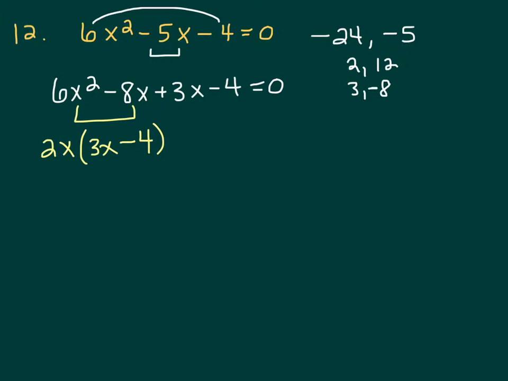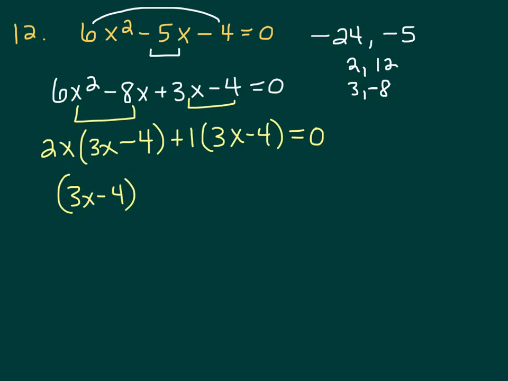Over here they're going to group these two. What's common between them is just a positive 1. Don't take out a negative 1 because this guy's not negative. So 1 times 3x minus 4 equal to 0. Now what's common between both of these is 3x minus 4, a whole binomial. That whole binomial is multiplied both by 2x and 1. So 2x plus 1 equal to 0.